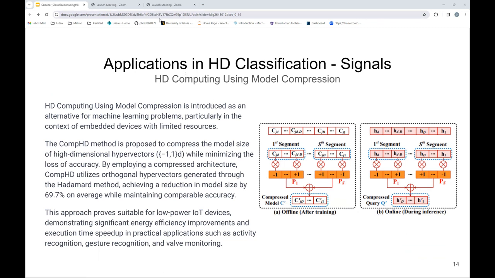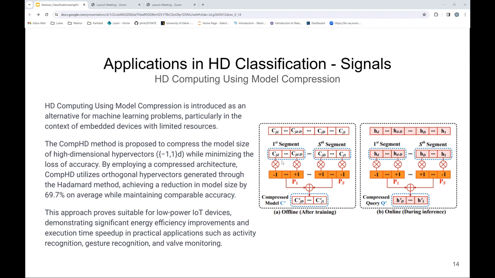So another useful application for HD computing is that of model compression. So what we mean by that is that HD computing can be used as an alternative for machine learning problems, particularly when they need to be run on devices with limited computational capacity. The HD computing method is proposed to compress the model size of high-dimensional hypervectors while minimizing the loss of accuracy.